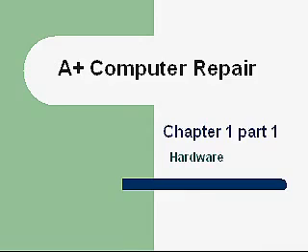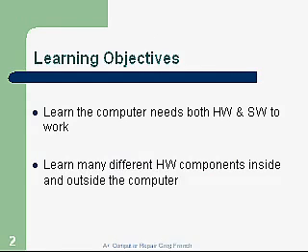Today we're going to be covering computer repair, Chapter 1, Part 1, Hardware. Learning objectives. Learn the computer needs both the hardware and software to work. It can't do anything without the software. Hardware is the physical. Software are the programs that run the hardware. We're going to learn many different hardware components inside and outside the computer. We're going to be using lots of acronyms. HW stands for hardware. SW stands for software.